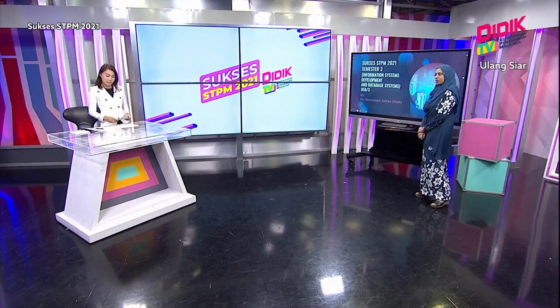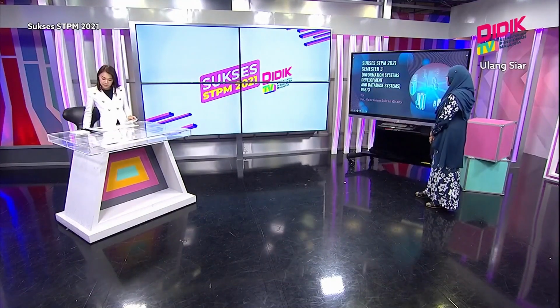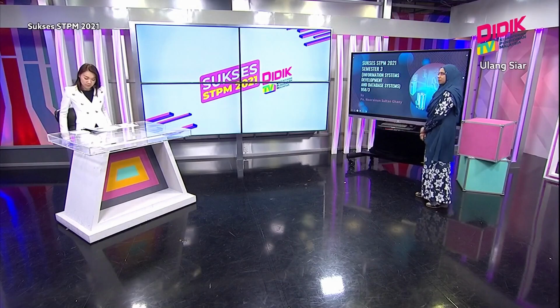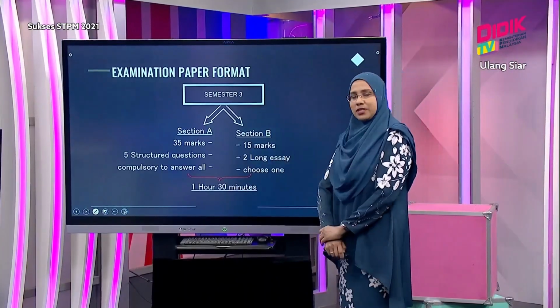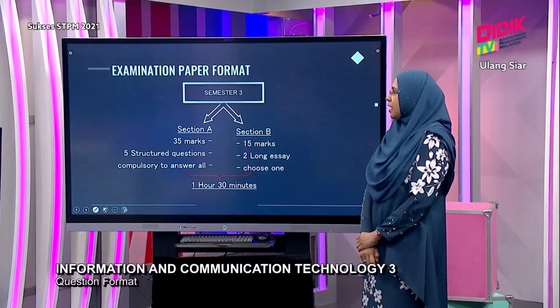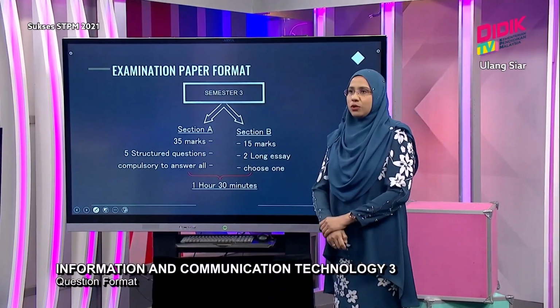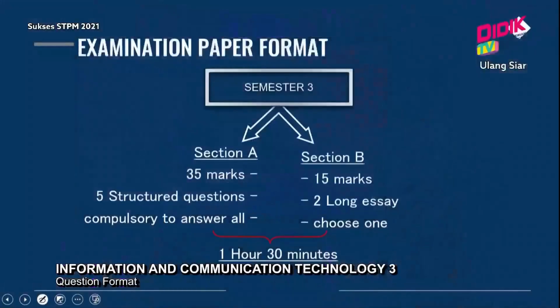Okay, so our course is about ICT, Information System Development and Database, which you learn in Semester 3. First I will brief you on the examination format. As you all know, we have two sections in this paper, Section A and Section B. In Section A, the marks allocated are 35 marks and students must answer all 5 structured questions. It's compulsory and you must answer all.